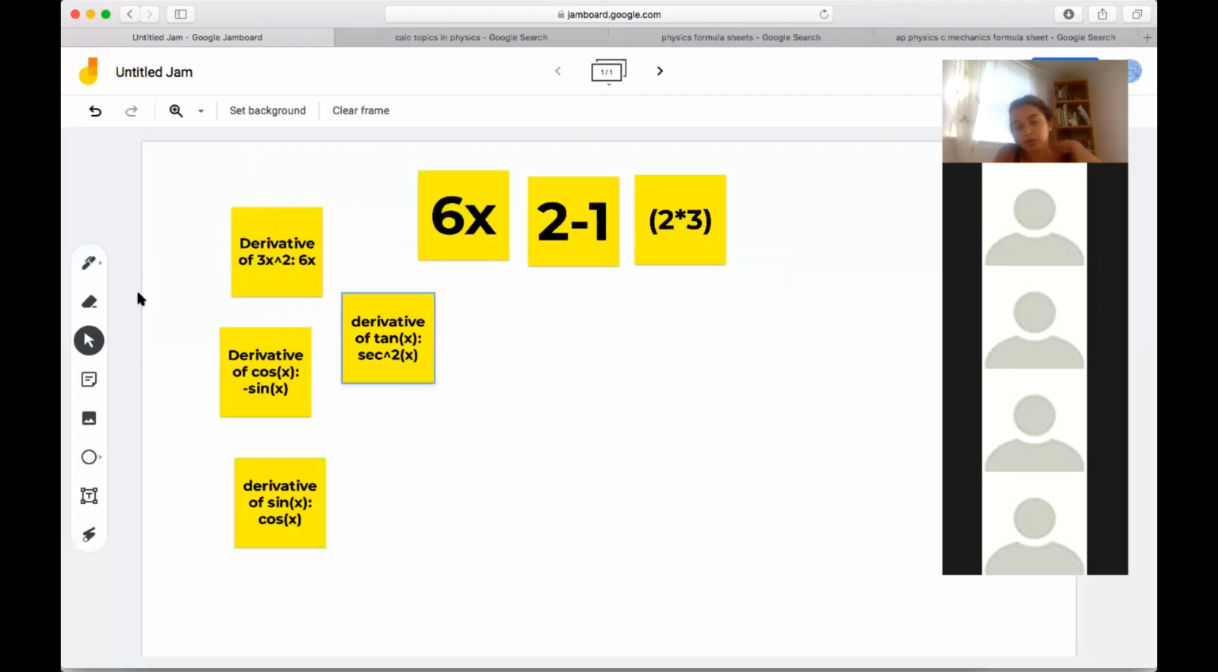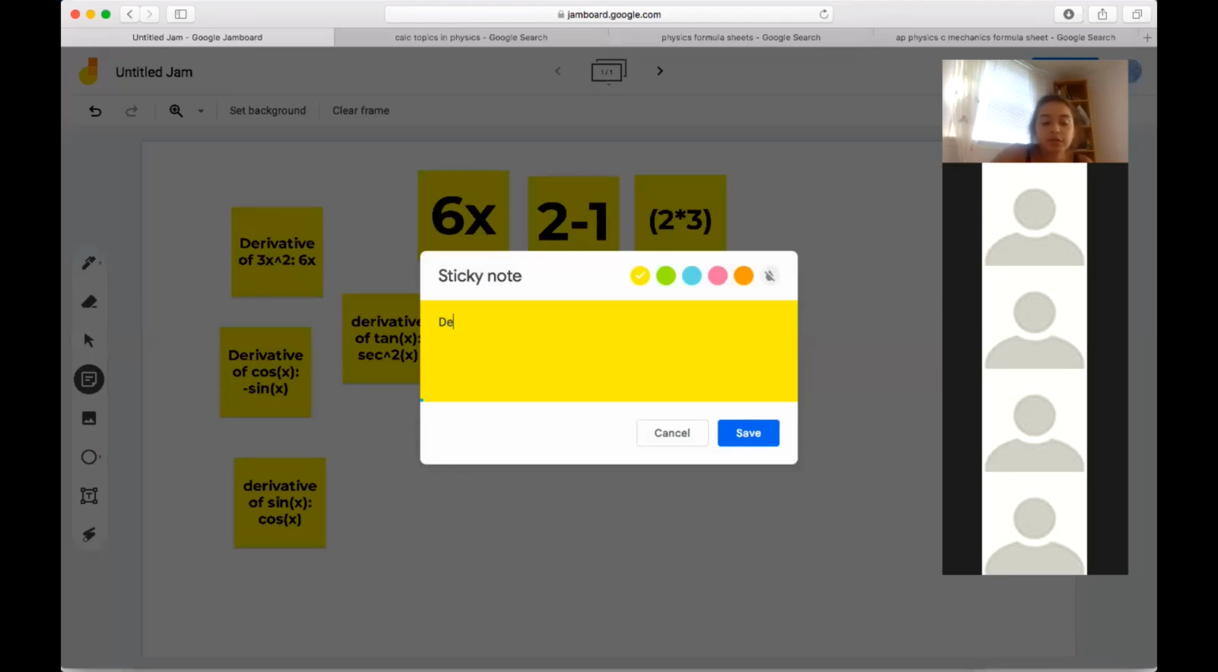Another example of using the derivatives is if the exponent is just 1, the x would just disappear. So let's say we have the derivative of 4x. It would just become 4.